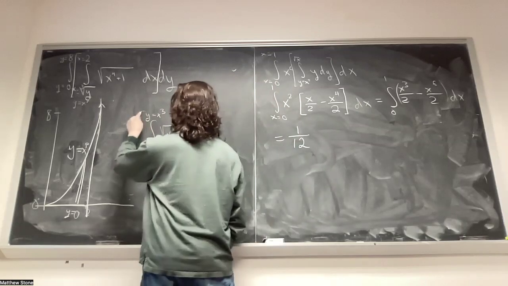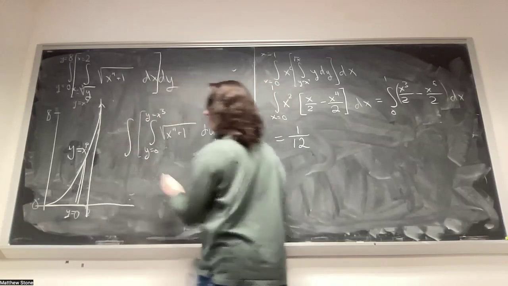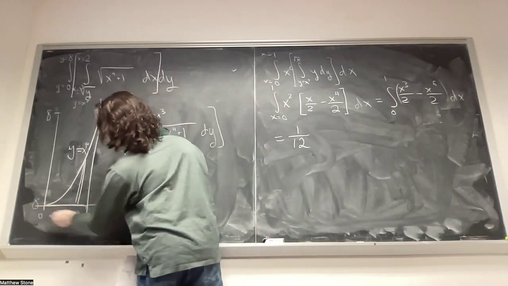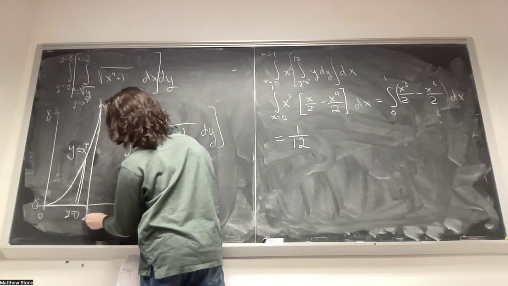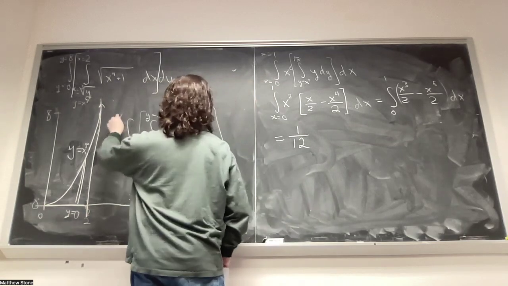As for the external integral, our bounds are the bounds on x, and x can range from all the way over here at 0 up to all the way over here at 2. And so we get x equals 0 up to x equals 2.